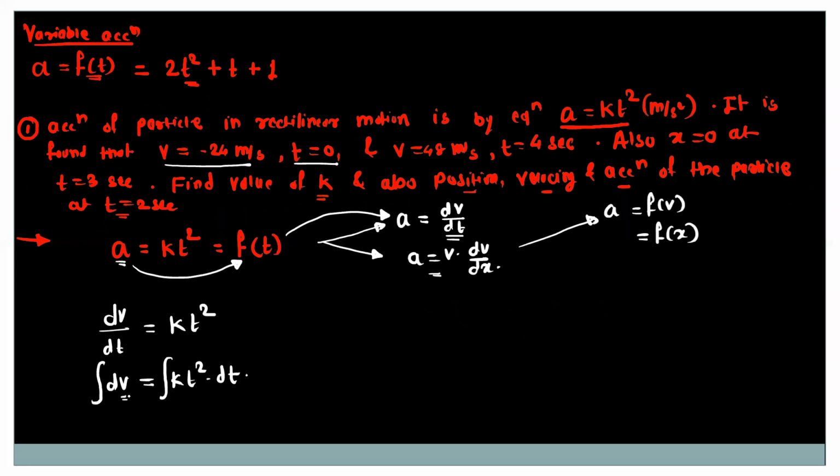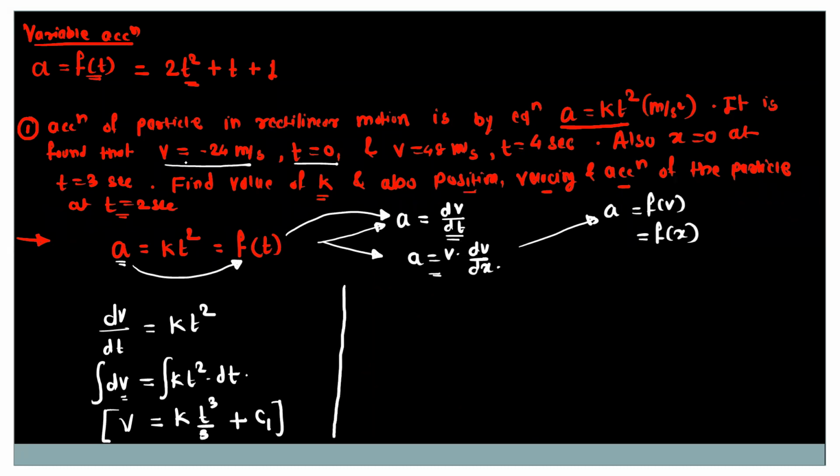So integrating both the sides, integration dv is equal to velocity, so this is equal to integration kt square. So you can use the rule of integration. So k is the constant, so integration t square will become t cube upon 3. Okay, and as we are just integrating without any limit, so add the constant, so constant is c1. Okay, so this is equation 1 for velocity.